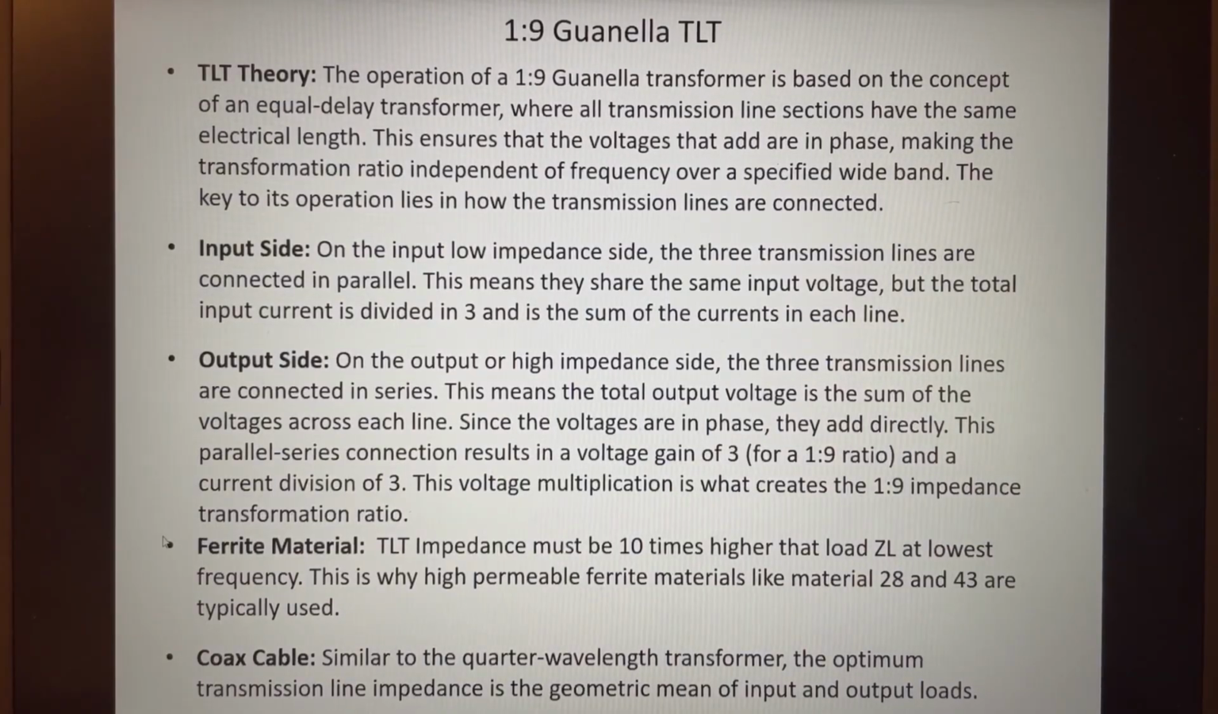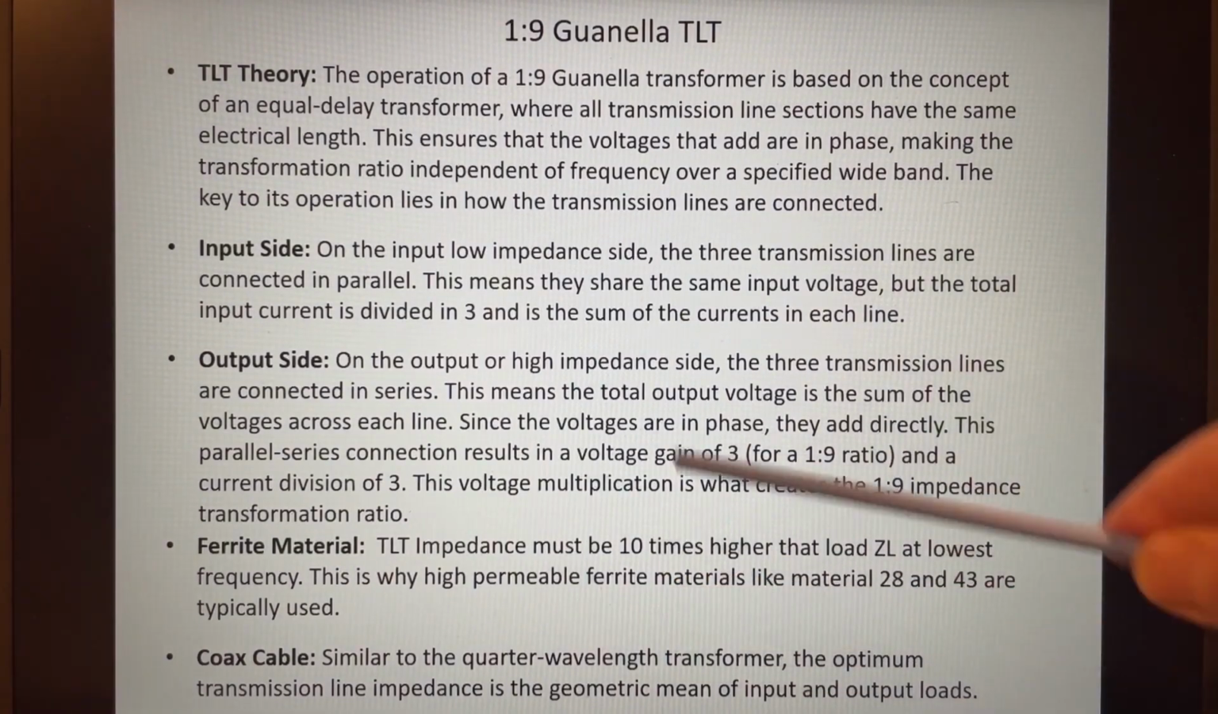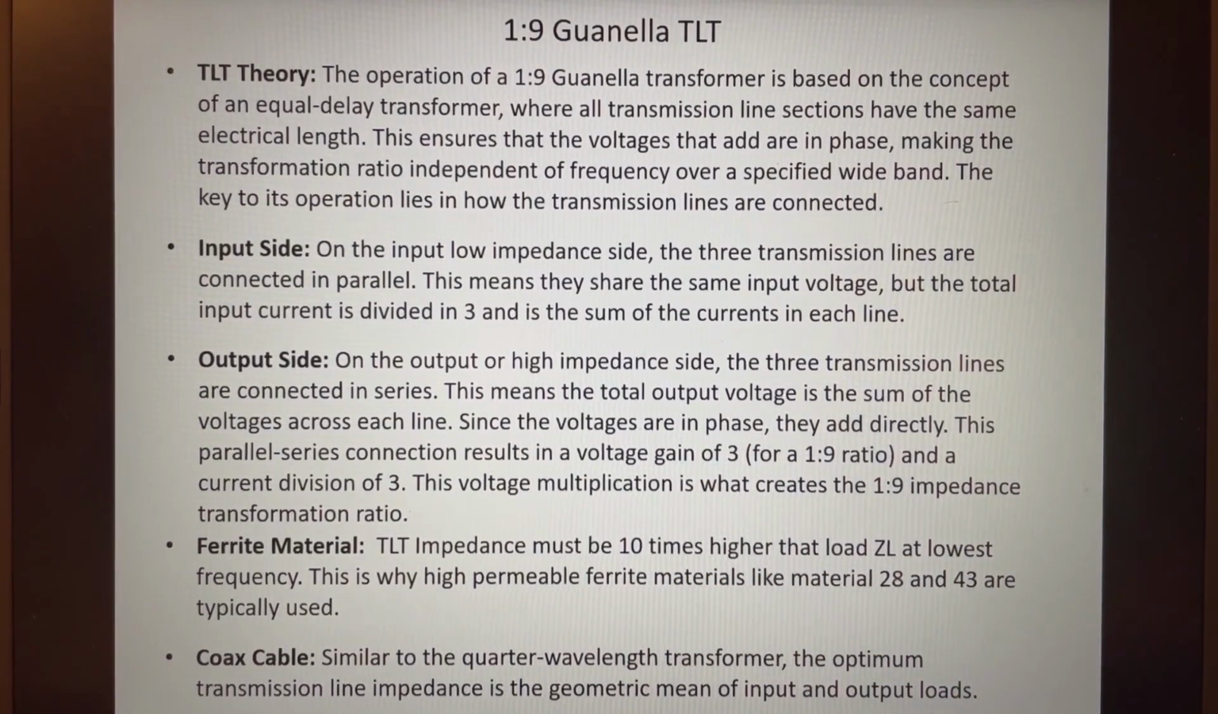And the ferrite materials that are typically used for TLT, they're pretty high, either material 28 or 43, as I show here. And these have a high permeability, and we need to have at least 10 times the load impedance, right? So if the load impedance is 50 ohms, then when we calculate the inductive reactance, we want to be about 500 ohms at the lowest worst case frequency.